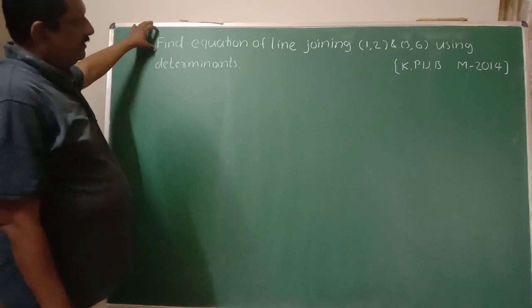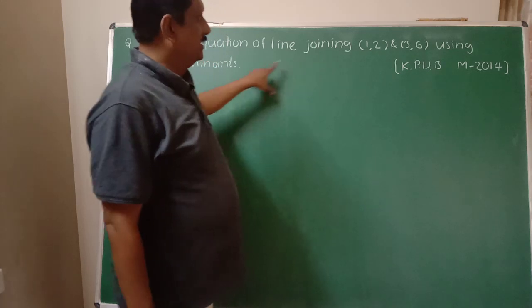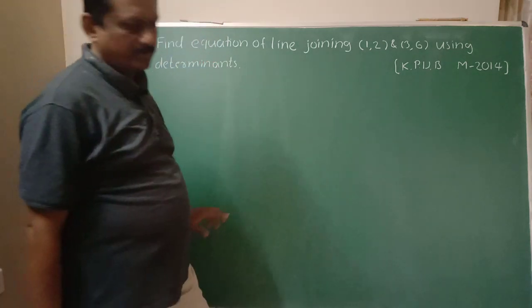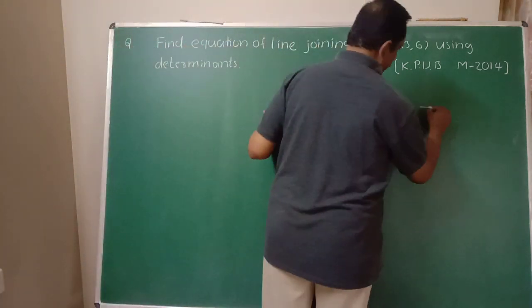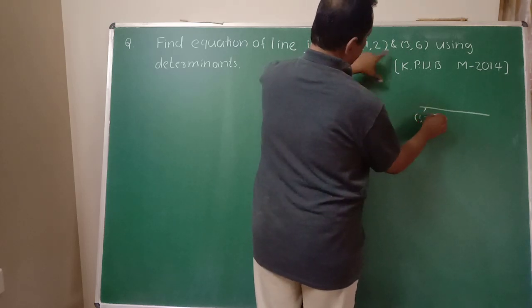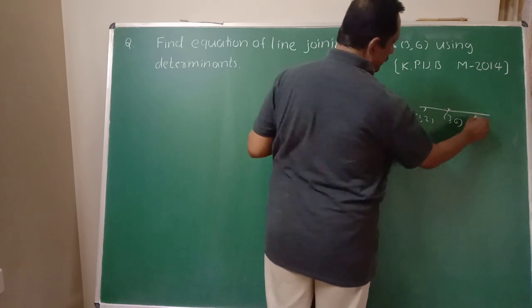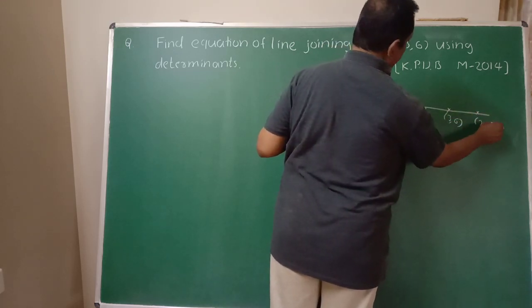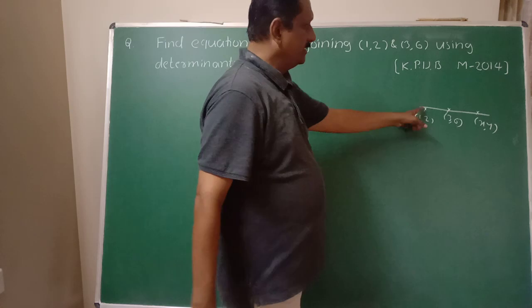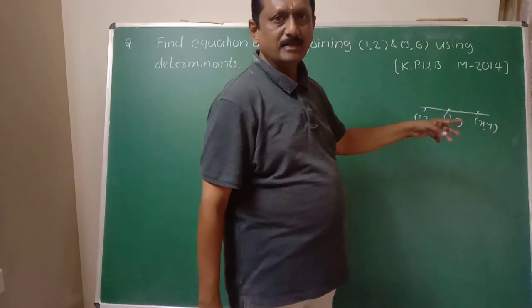Find the equation of the line joining the points (1, 2) and (3, 6) using determinants here. The equation of the line is passing through 2 points here. One point is (1, 2), second point is (3, 6). Take a third point as (x, y). Here points are collinear. If points are collinear, then area of the triangle is 0.